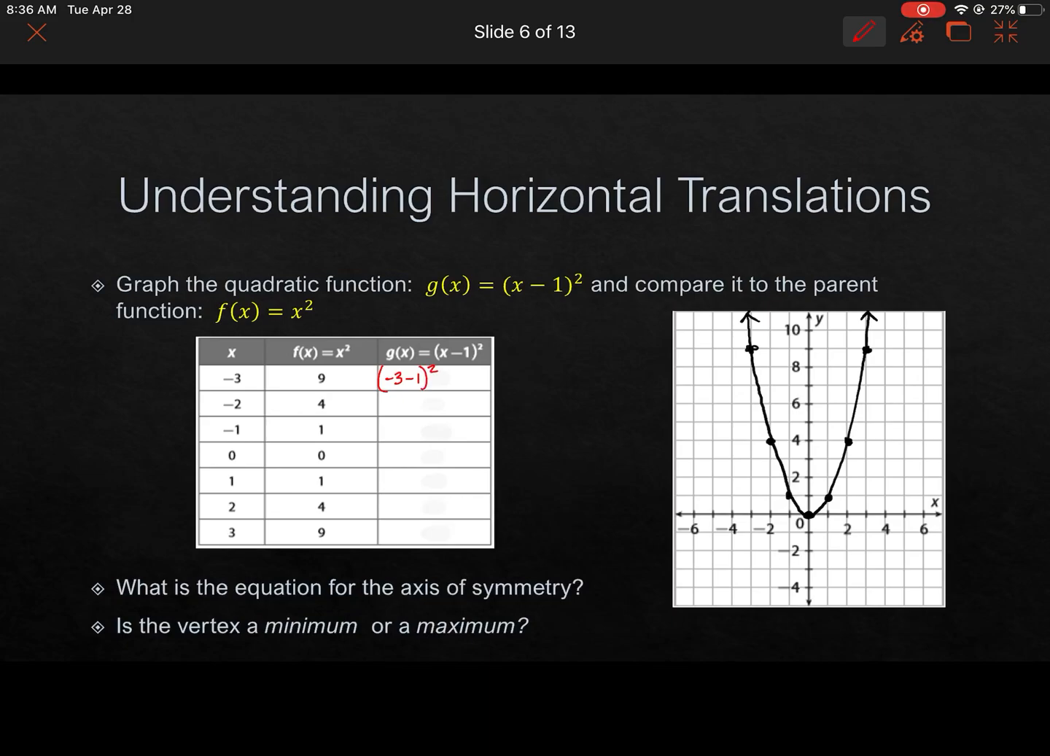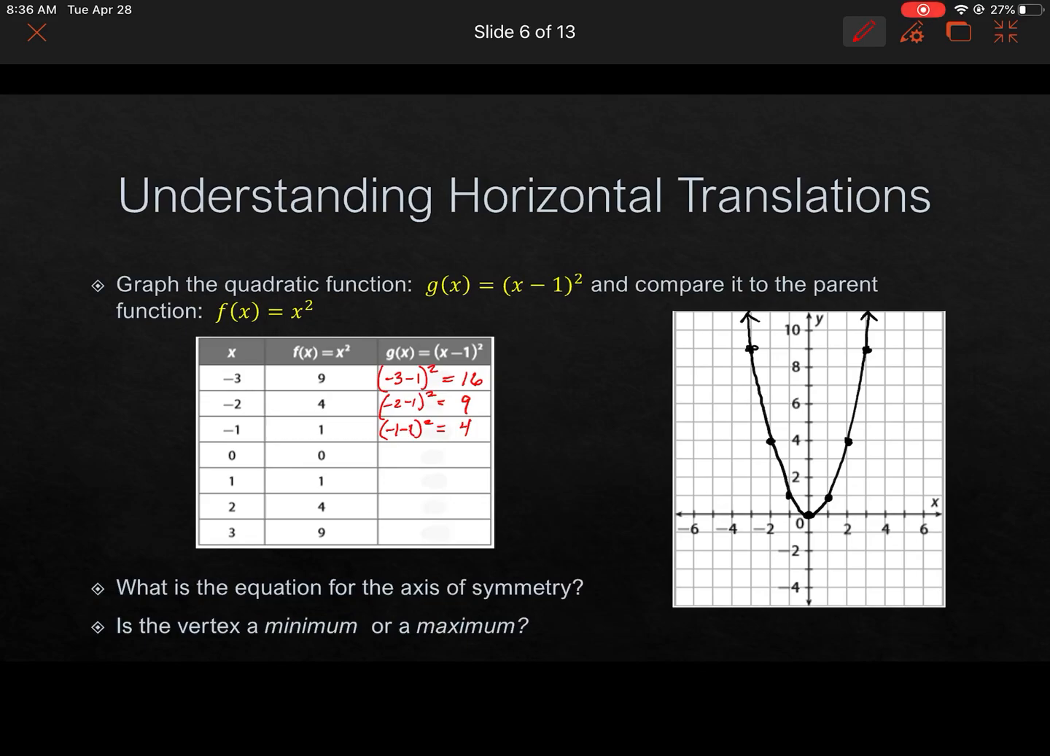So negative 3 minus 1 is negative 4. Negative 4 squared is 16. Then we're going to plug in a negative 2. So negative 2 minus 1 squared would be negative 3 squared, which would give us 9. Negative 1 minus 1 would give us a negative 2 squared, so 4. And now this is the point I'm really interested in.